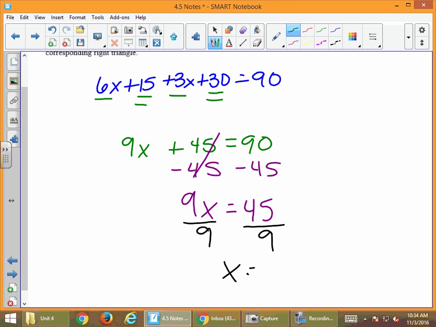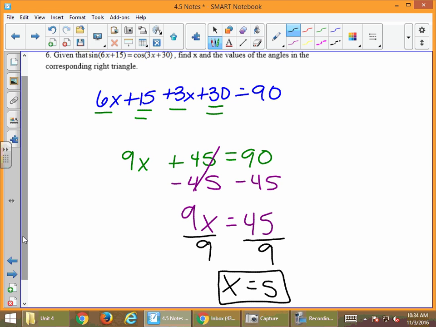5. Here's the thing, we found x. We need to find the measures of the angles. Well, how are we going to do that? Before we can subtract from 90, you notice one angle is 6x plus 15, the other angle is 3x plus 30. So what do we have to do before we can subtract from 90? Plug it in. And it doesn't matter, pick one. Which one do we want to plug it into? The first one or the second one? First one. Doesn't matter, just pick one.